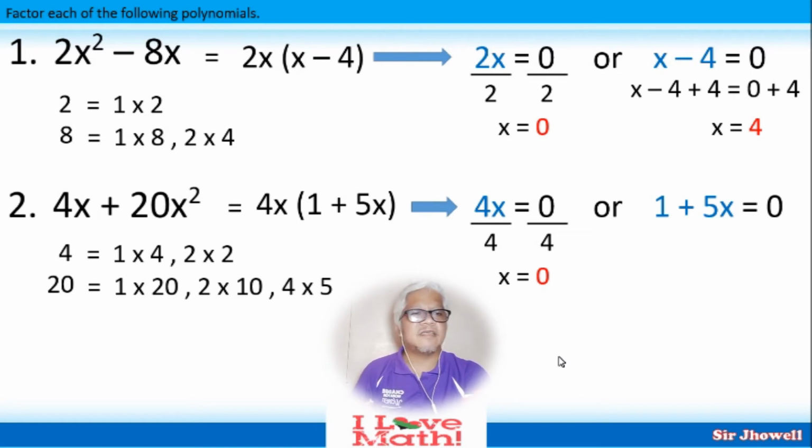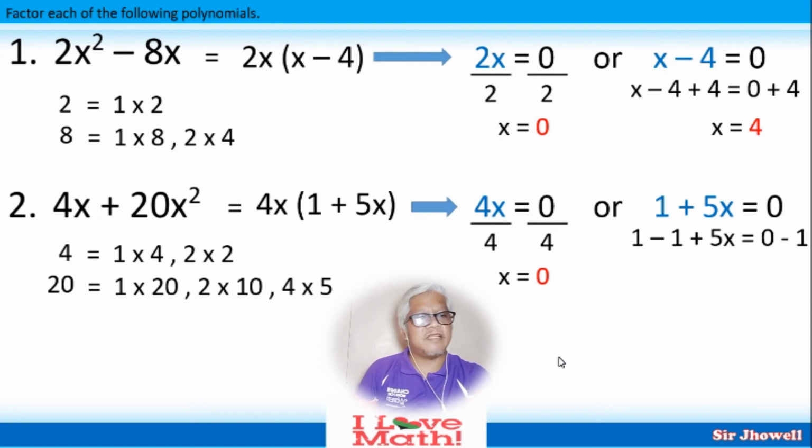Okay? Next, 1 plus 5x equals 0. Magiging 1 minus 1. Ibig sabihin, we will remove 1. Kaya, apply subtraction property of equality. On the other side, minus 1 din, kasi nag-subtract ka sa kaliwa. Then, what's next? Meron ka ng 5x equals negative 1.